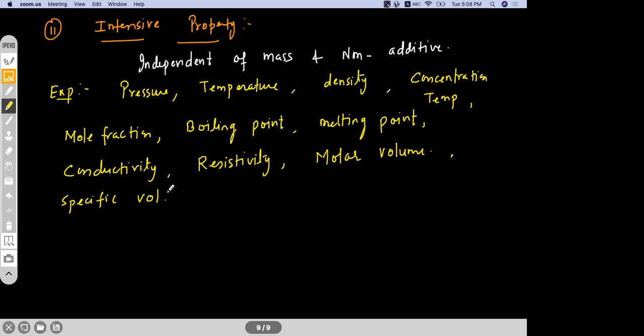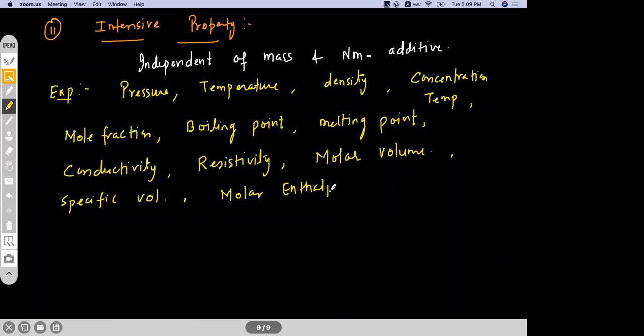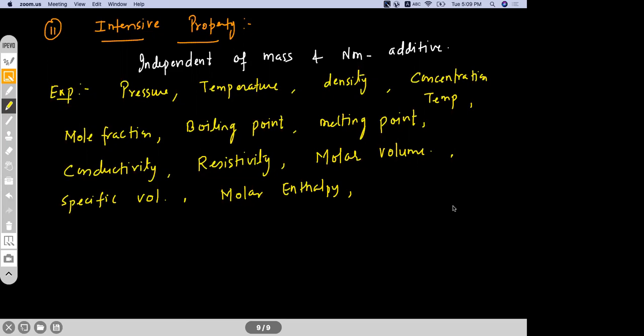Tell me. Whenever you see molar volume, molar enthalpy, enthalpy is what? Enthalpy is extensive. So if I write down molar enthalpy, it becomes intensive. So the molar term is mentioned, it is for one mole, it is enthalpy, it is intensive. Molar enthalpy is intensive, okay. Molar entropy is intensive, because the molar term is written over there.